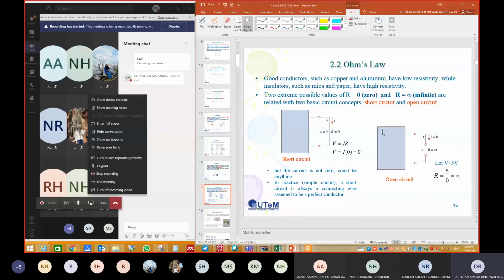This is an open circuit. For an open circuit, R is equal to infinity. So in an open circuit, no current flows. R is equal to V over I. Let's say V is equal to 5 volts. V divided by I, so we have infinity. Any question?